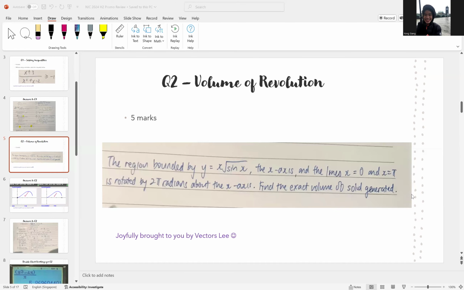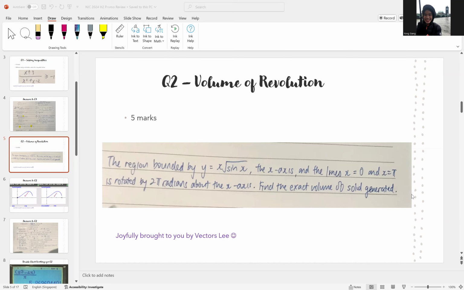Now we'll continue with question 2. It's a 5-mark question on volume of revolution. The question says that the region bounded by the curve, the x-axis, and the lines x equals 0 and x equals pi is rotated by 2 pi radians about the x-axis.